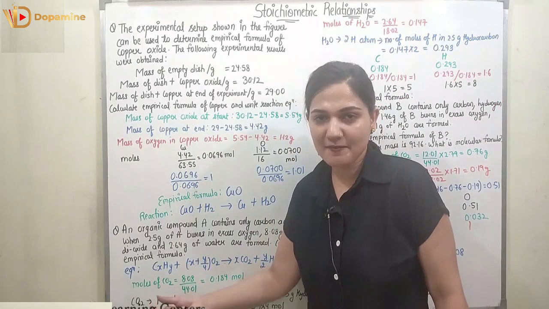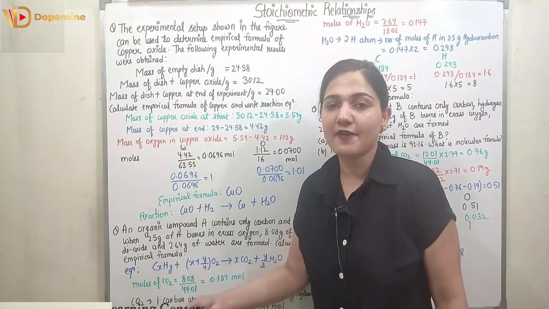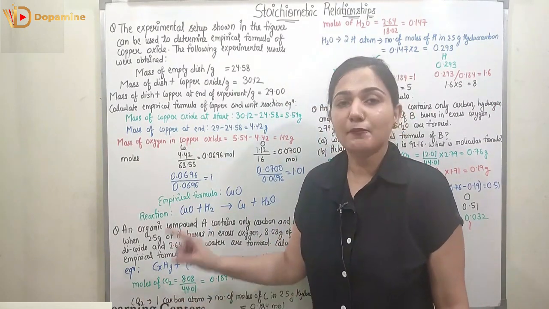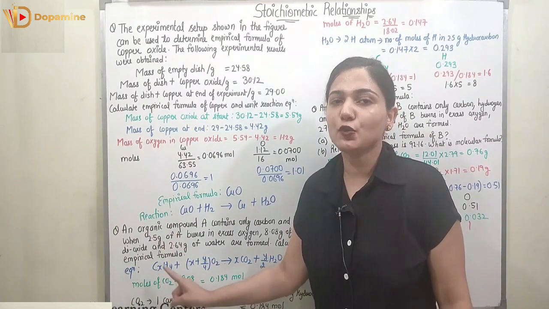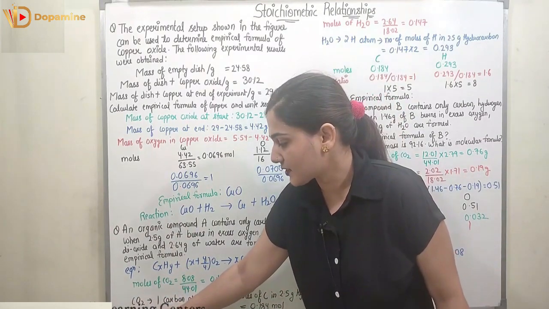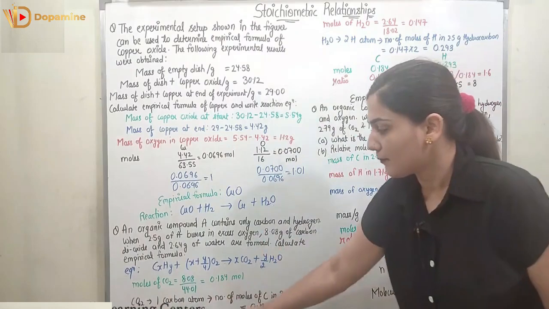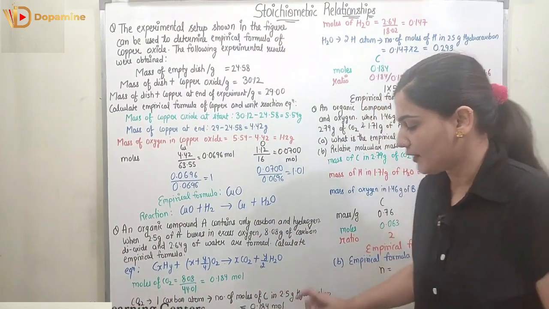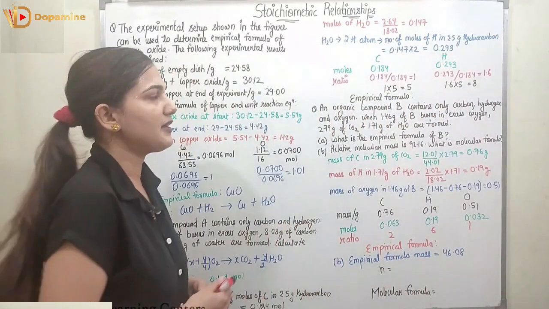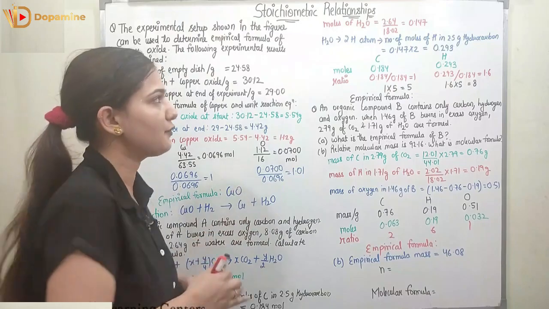If I have X number of CO2 moles, I will be having X number of carbon moles. The number of moles of carbon and CO2 would be the same because here the subscript of C is 1. So the moles of carbon is 0.184 mole, right? Similarly, we can find out the number of moles of hydrogen.